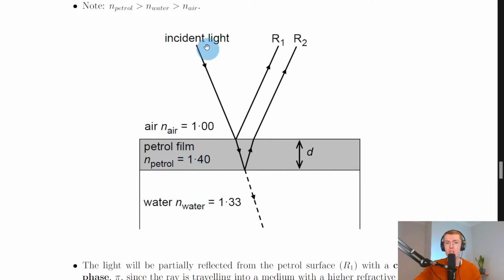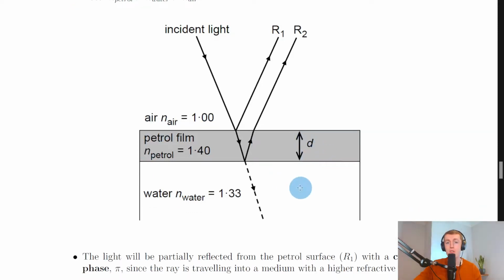And the picture shows that you've got incident light coming in, being reflected, and then being transmitted, reflected again, and we're also told that the thin film has a thickness or width d, and a portion of the light will also be transmitted through into the water from the petrol.